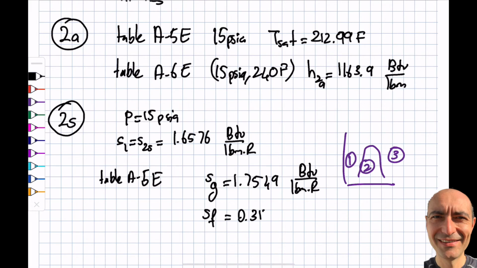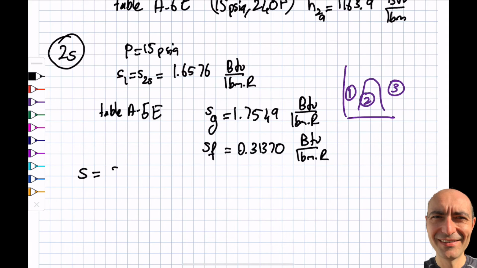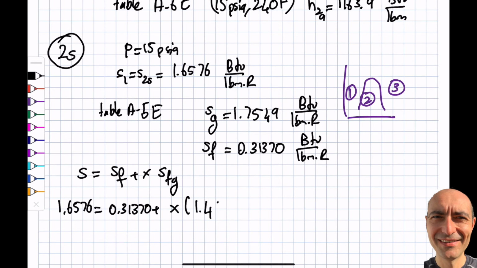So that's 0.3170 BTU per pound mass times Rankine. So I have my S known, SF plus X times SFG. Remember this business? Not fun, but it is a business. 1.6576 equals 0.3170 plus X times 1.4441. So from here you can get your X to be 0.93. Note that basically this is the SFG, right? Which is SG minus SF, and that's also written in the table A5, so you can directly get it, okay?